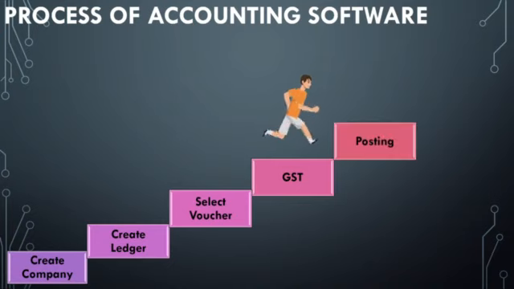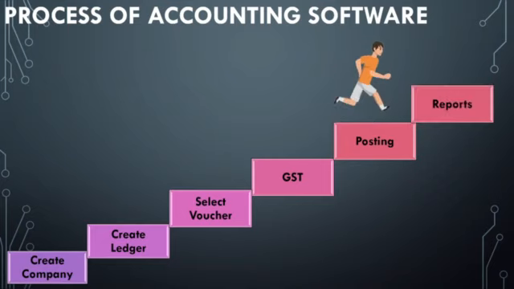The next step is posting of the entry, which is nothing but the journal entry in our normal terms. But it is bifurcated or segregated in computerized accounting and it is called voucher entry. The last step is report generation.